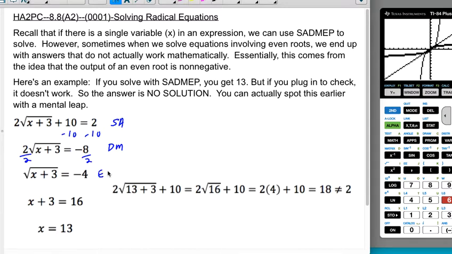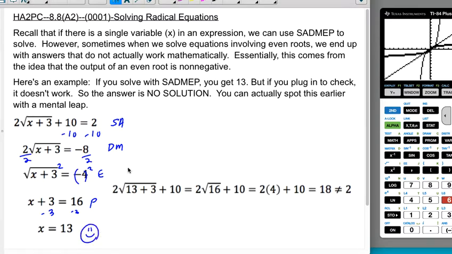Then I'd deal with the exponent by squaring both sides, so I'd get x plus 3 equals 16. And then I would subtract, right? I'd do the thing that's inside the original parentheses and subtract the 3. So I squared both sides here, I subtract the 3, and I get x is 13. And I'm like, yay, I'm awesome.